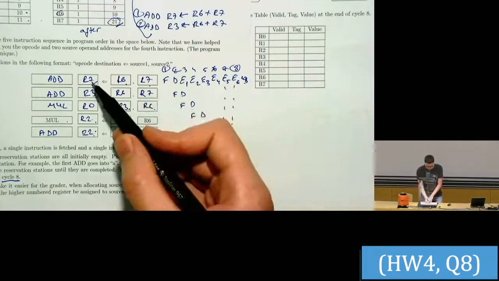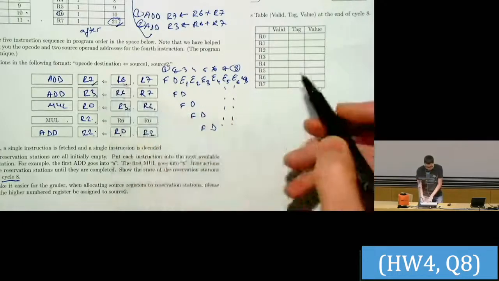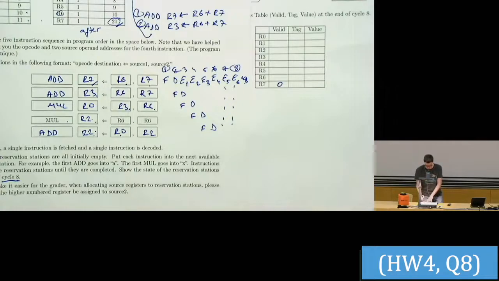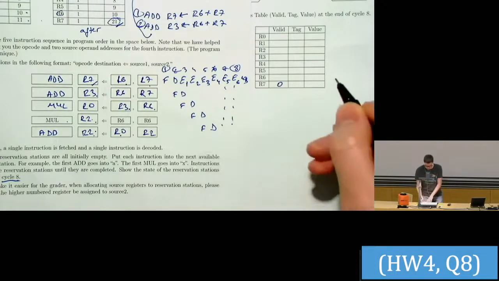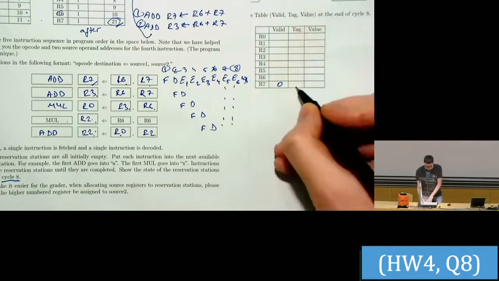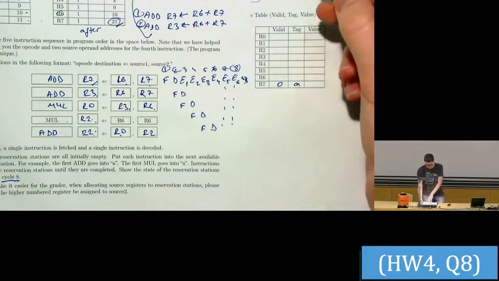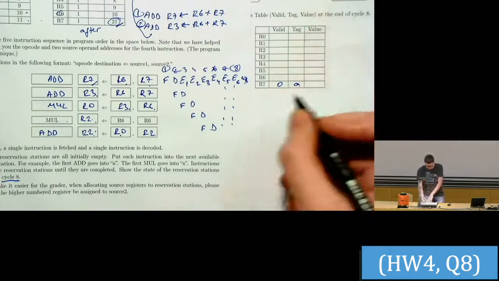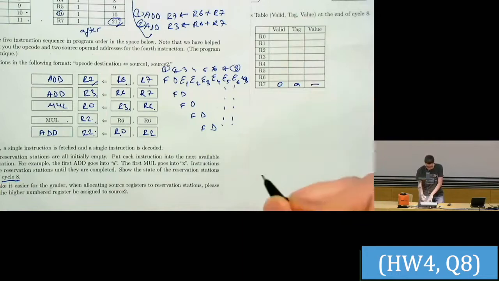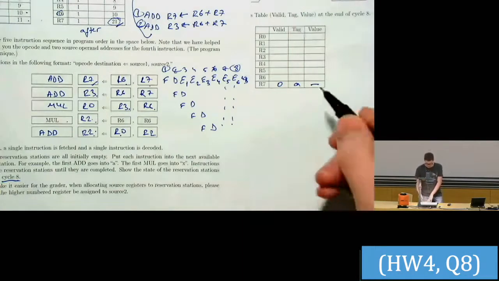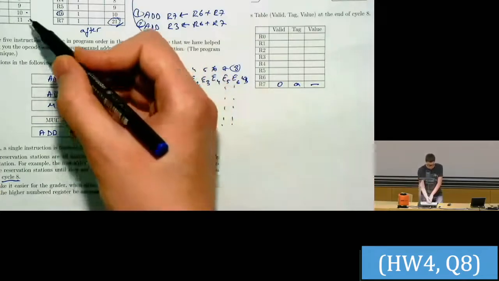So basically for R7, we are updating R7 here, right? We will have valid set to 0, and the result will come from A, right? Because this is the reservation station entry we allocated for the first instruction, and we don't have the value. Or you can preserve the existing value, right? So we can just write here 11.